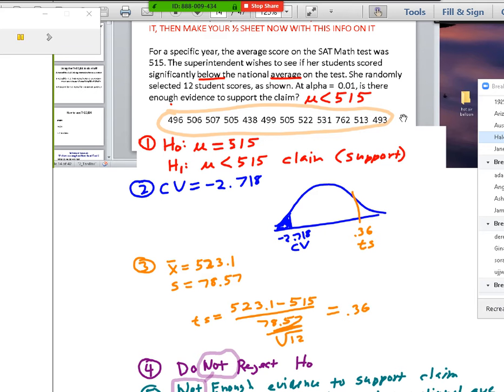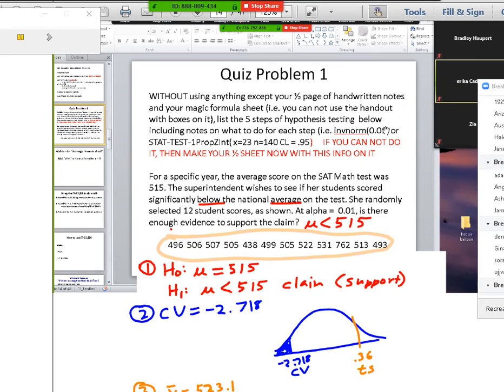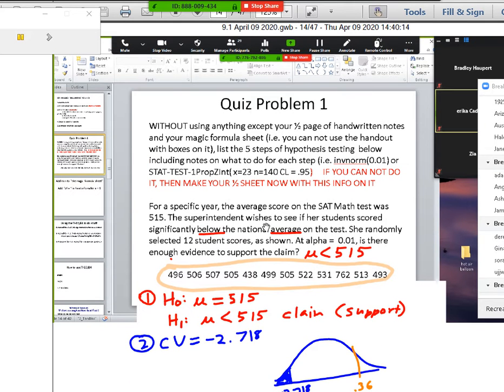Perfect. So again, we're looking at her claim. She wants to see if her students scored significantly below the national average on the test. So she wants to know if her students are below the average, if the mean of her students is less than the average. What's the average? The average score on the math test was 515. So she wants to know if her students are less than 515.